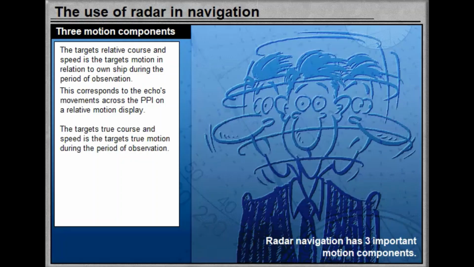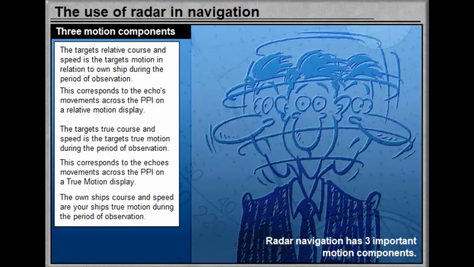The target's true course and speed is the target's true motion during the period of observation. This corresponds to the echo movements across the PPI on a true motion display. The own ship's course and speed are your ship's true motion during the period of observation.